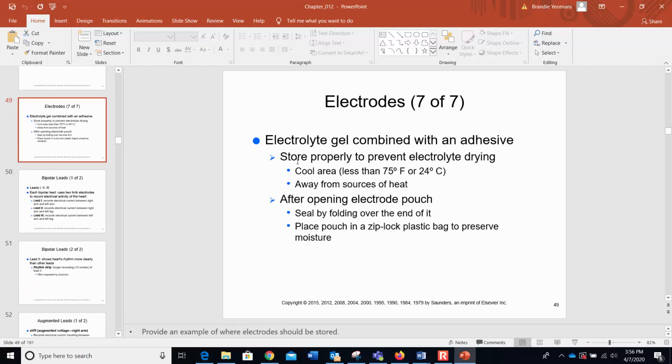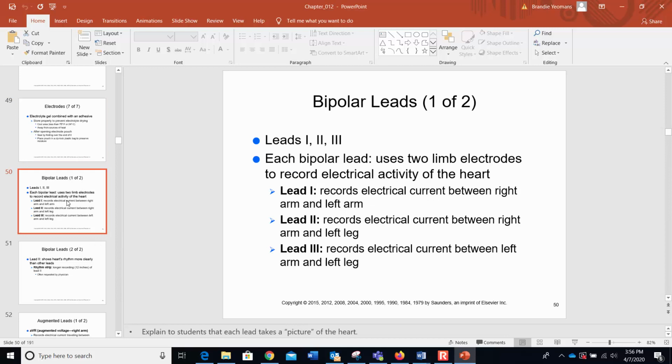Alright, so this is going into more of how we have to store the electrolyte gel and the leads. And this is really important when we talk about the bipolar leads. Remember, bi is going to be 2. So let's talk really deep about this. You have leads 1, 2, and 3. Each bipolar lead that's used has 2 limb electrodes to record the electrical activity of the heart.